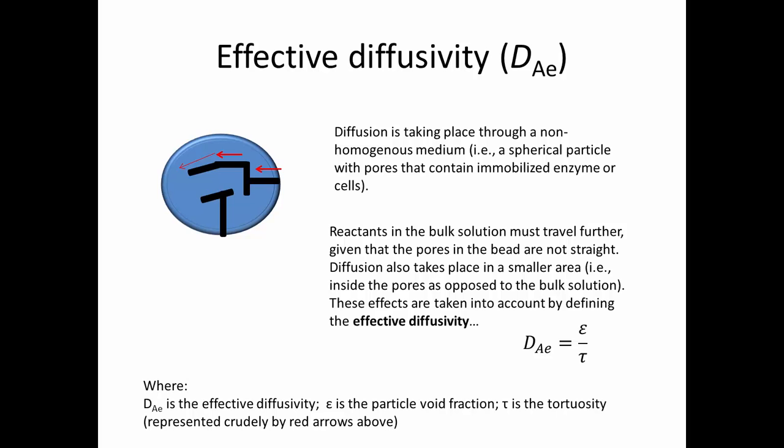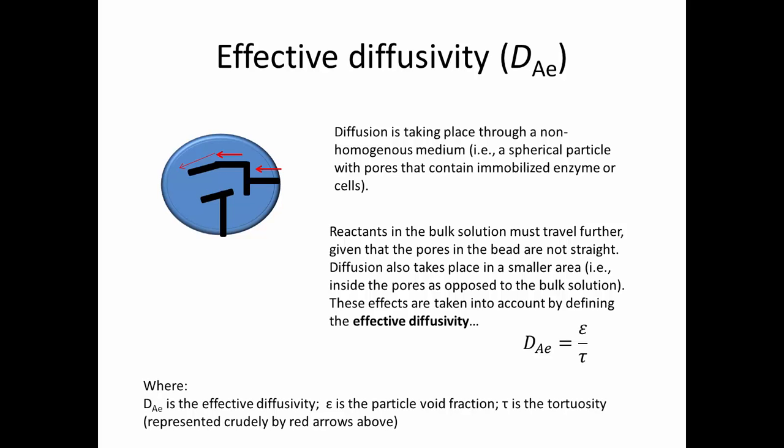But we could be looking at a spherical particle that has pores that contain immobilized enzyme or cells. That's not homogeneous, so we need to consider the effective diffusivity. The reactants in the bulk solution must travel further, given that the pores in the bead are not straight. Diffusion also takes place in a smaller area, i.e. inside the pores as opposed to bulk solution.